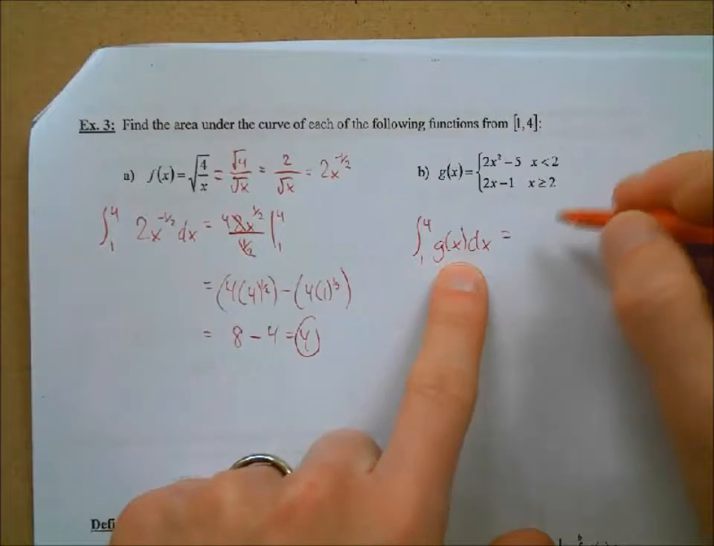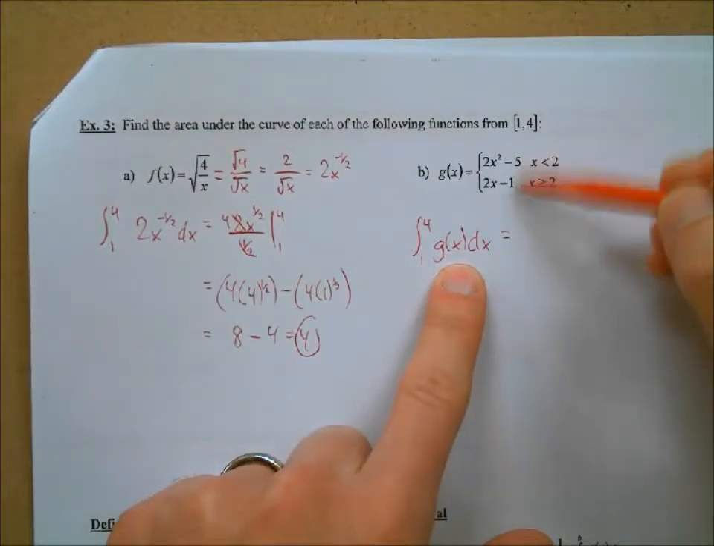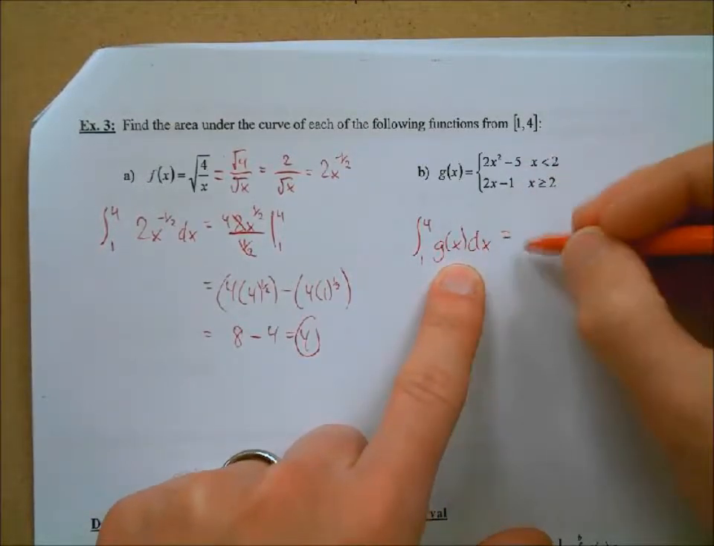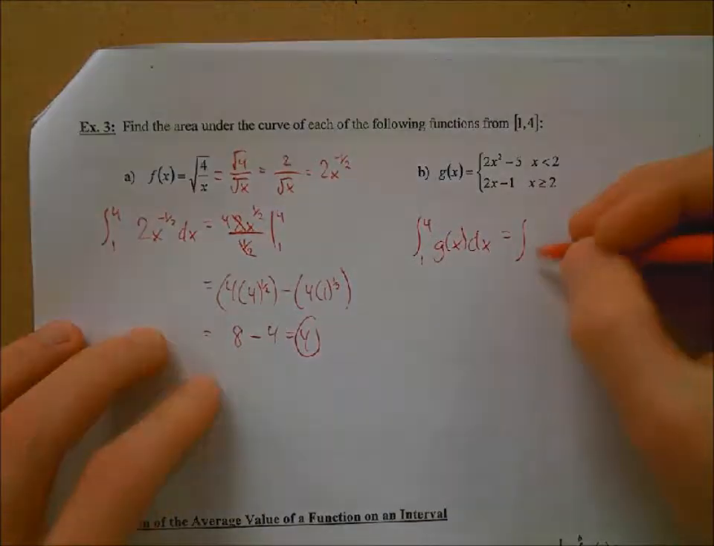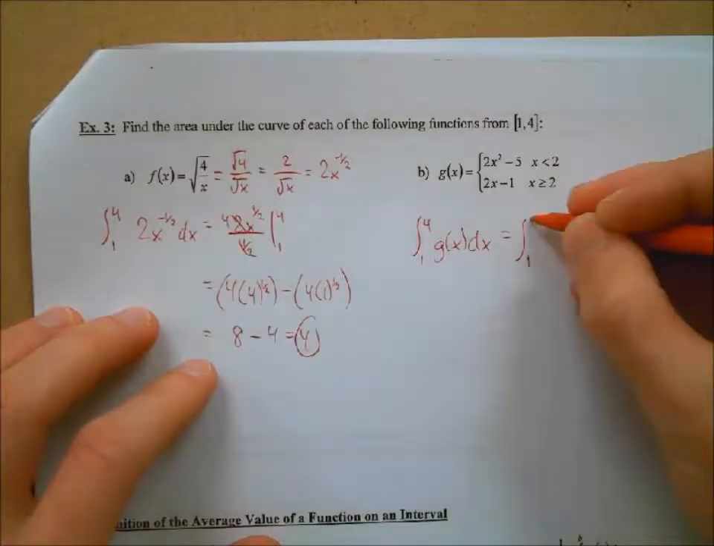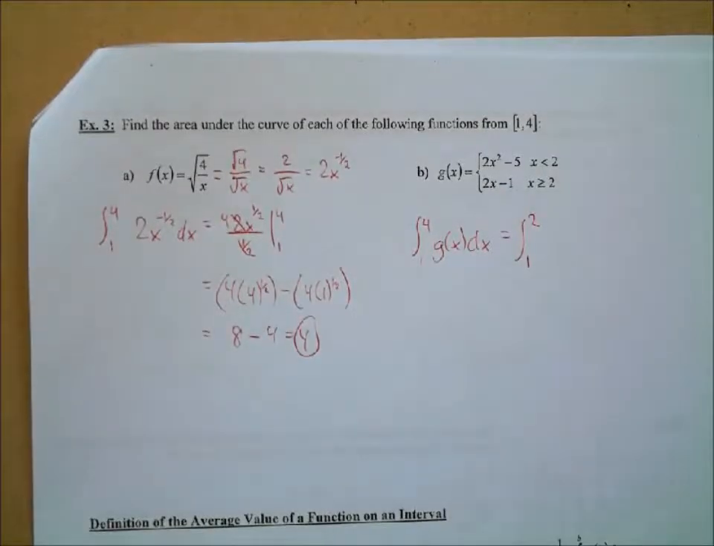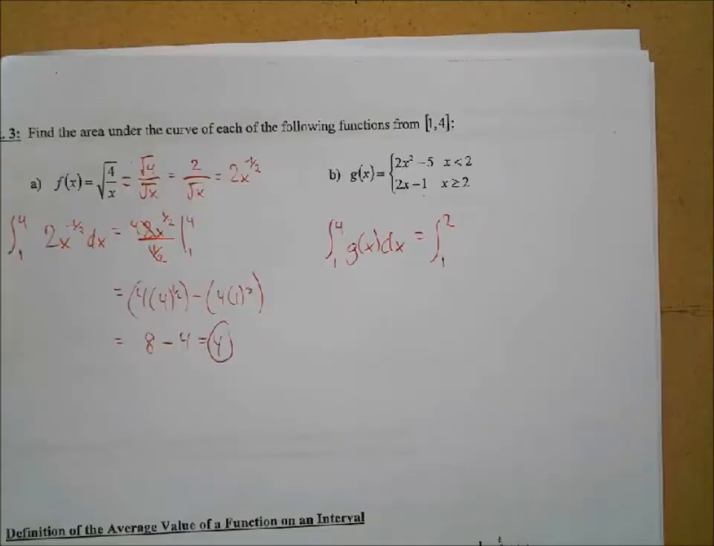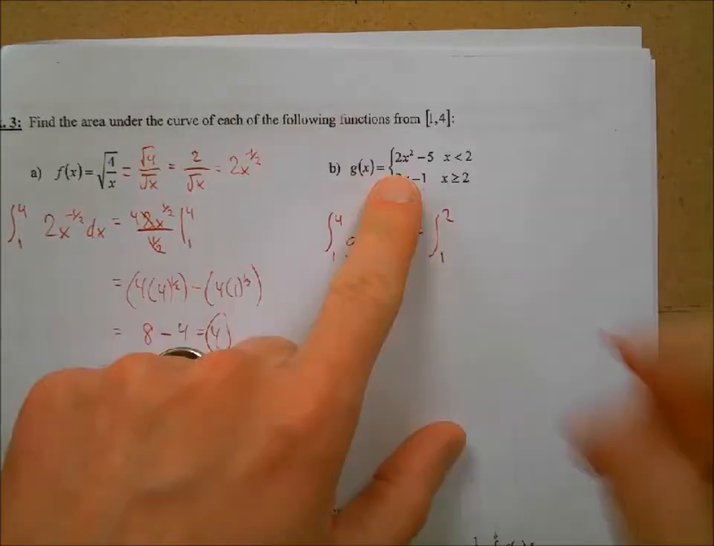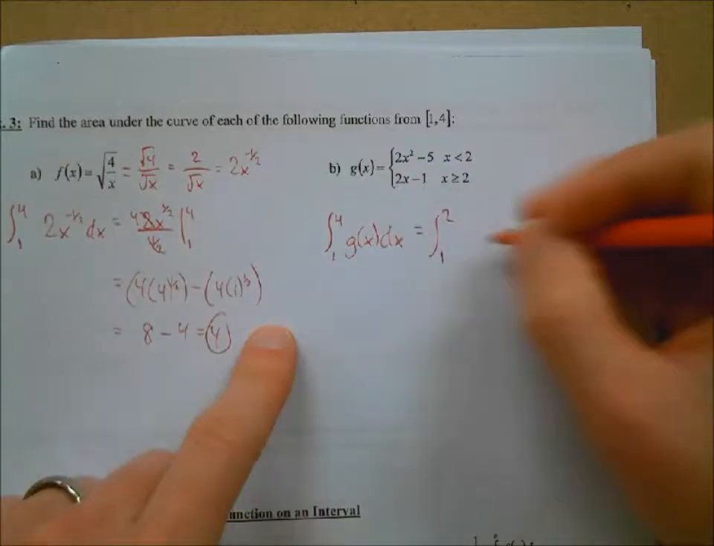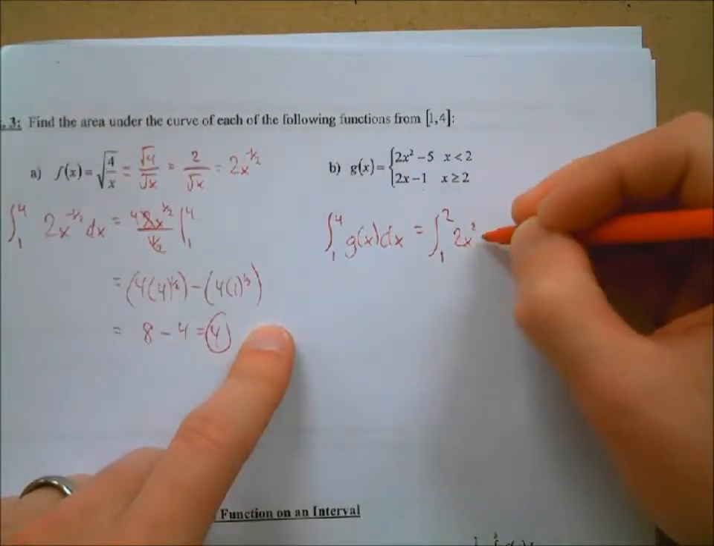Where does our function switch? At 2. So we're going to integrate, and it doesn't matter which one you put first here. All right, so we'll integrate from 1 to 2 of what here? The 2x squared minus 5, because that's for the values that are less than 2. So 2x squared minus 5.